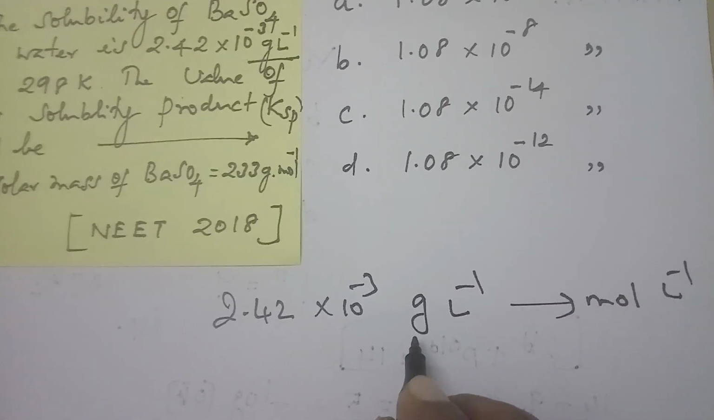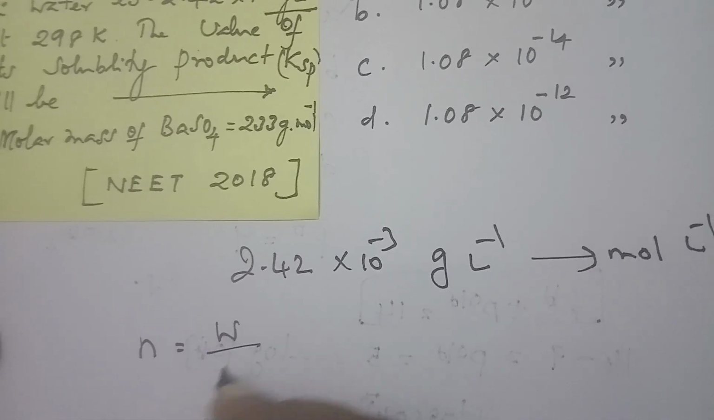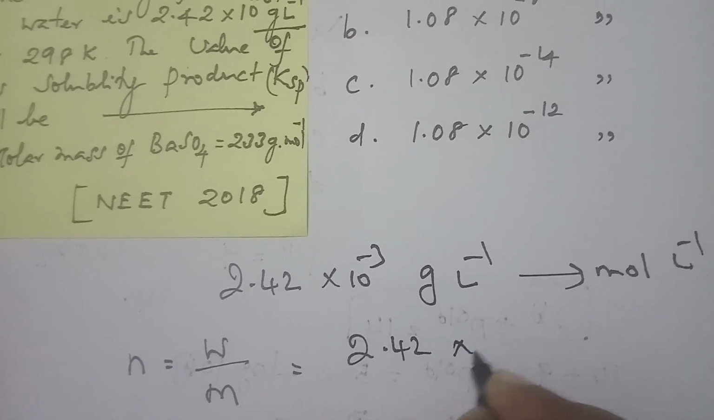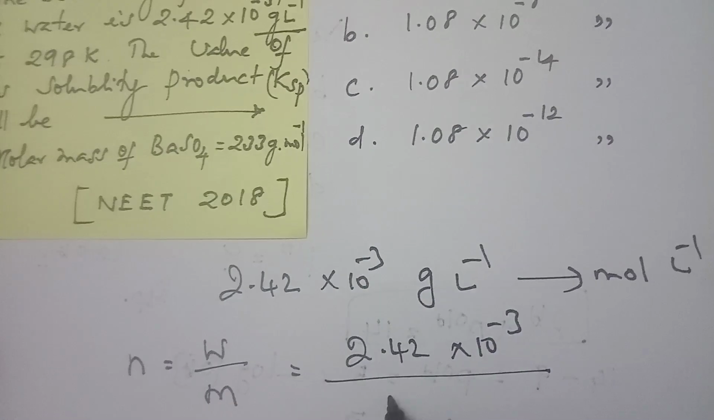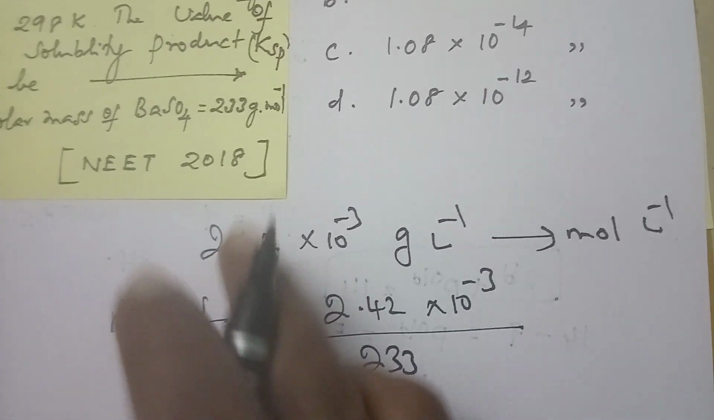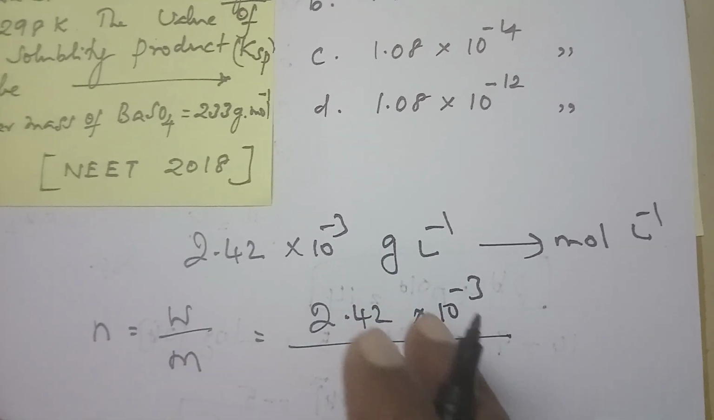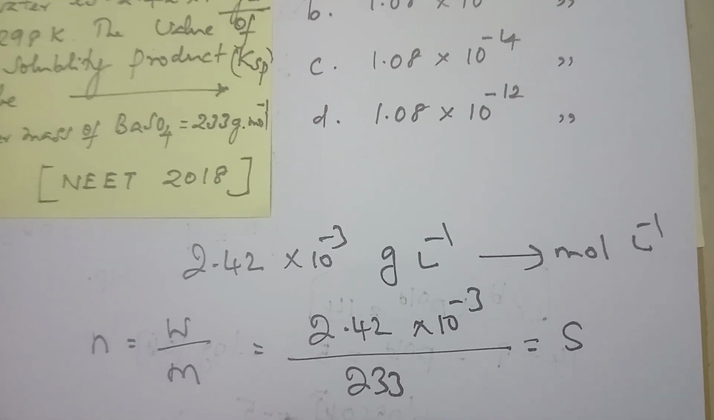So, given weight to mole, what is the formula? n is equal to W by molar mass. The given weight is 2.42 into 10 power minus 3. Molar mass is given, what is it? 233. So this is the number of moles of barium sulfate, or the number of moles we are calculating, or we can say it is the solubility.